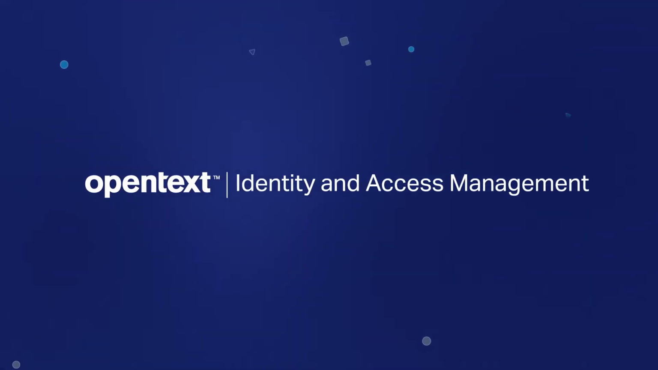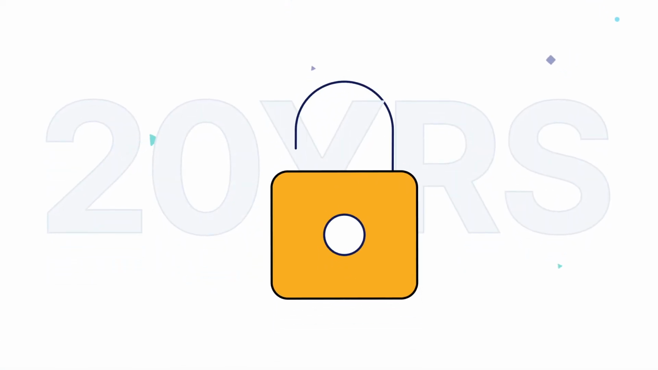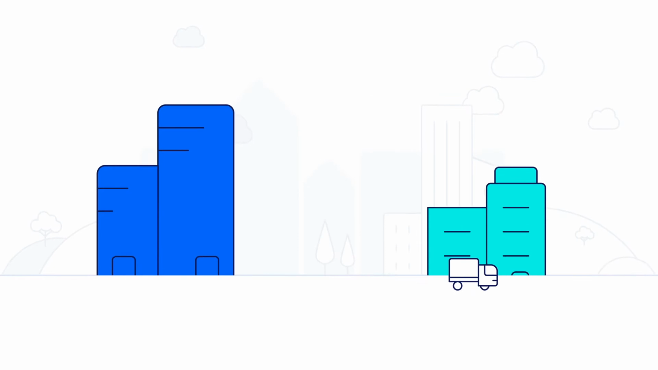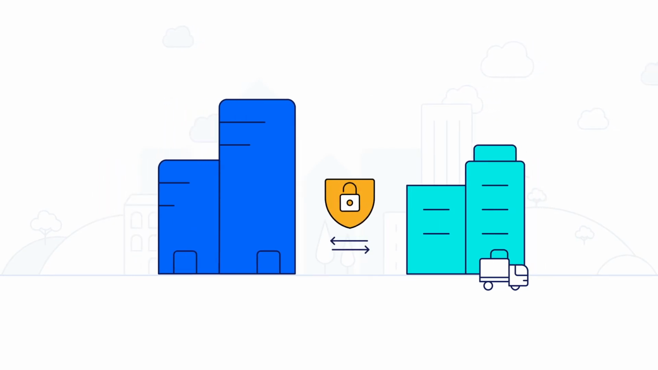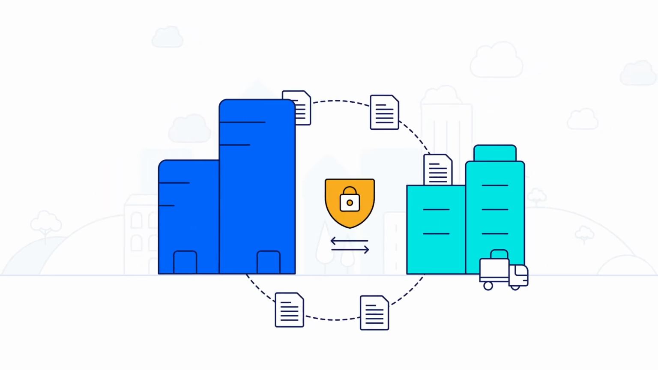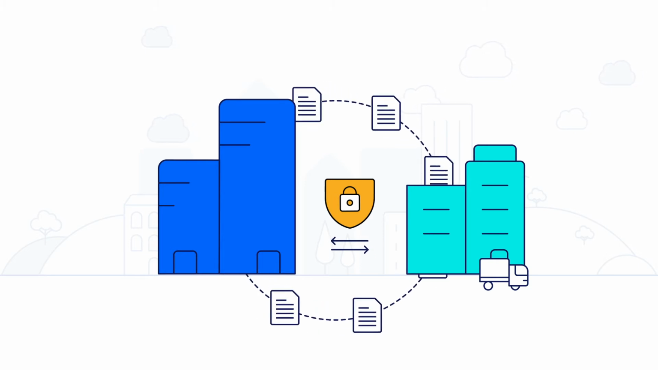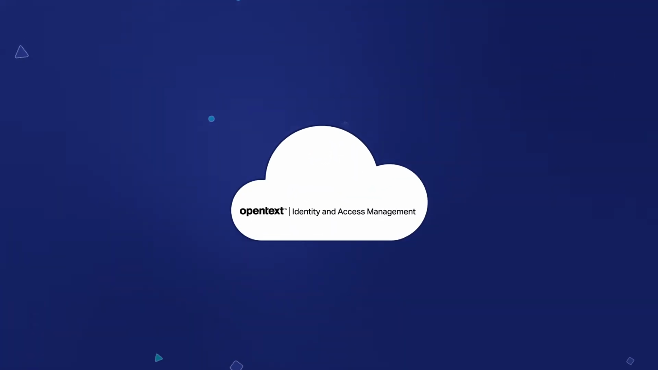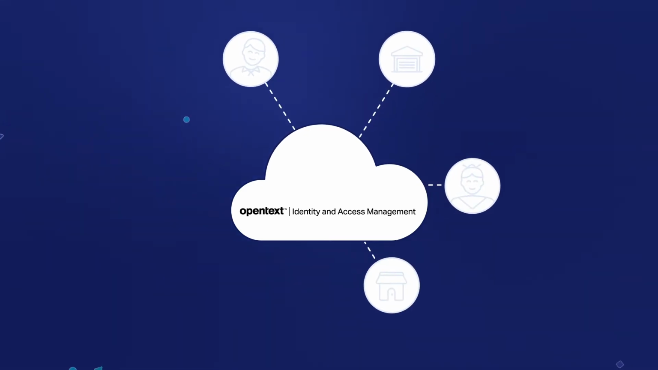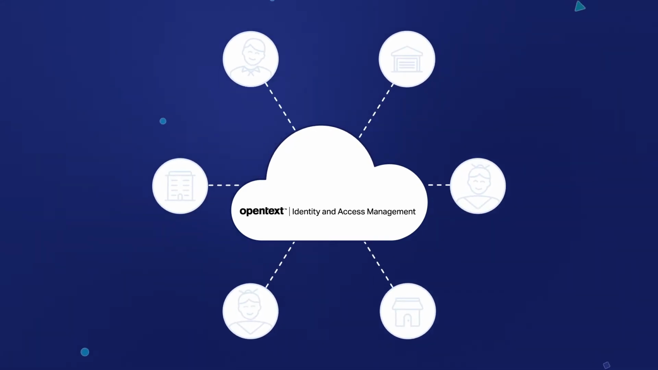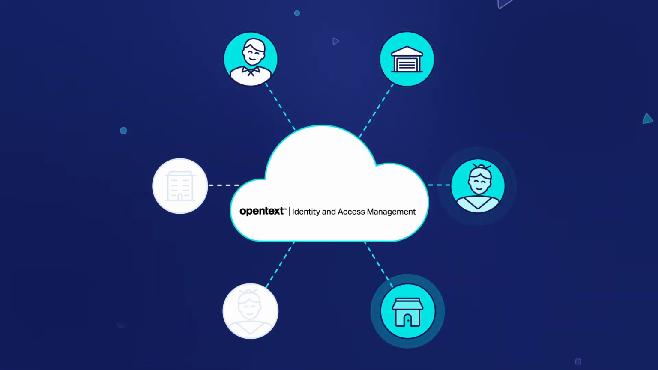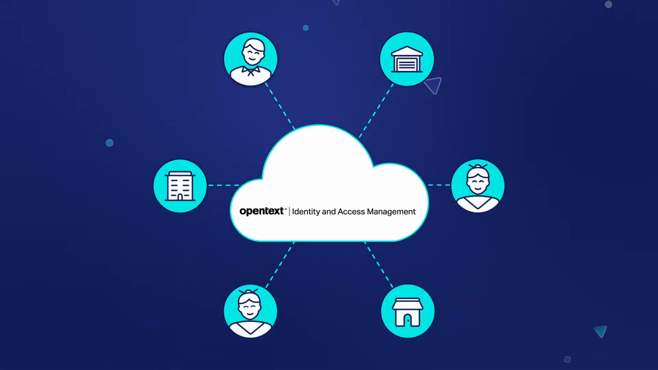OpenText Identity and Access Management has secured some of the world's largest third-party ecosystems for over 20 years, bringing innovative solutions that connect external users with enterprise systems and increasing the speed and quality of collaborative business processes. OpenText Identity and Access Management is an innovative, cloud-native managed service that provides enterprise-grade access control for third parties, yet scales to manage thousands of organizations and millions of users without adding internal resources.